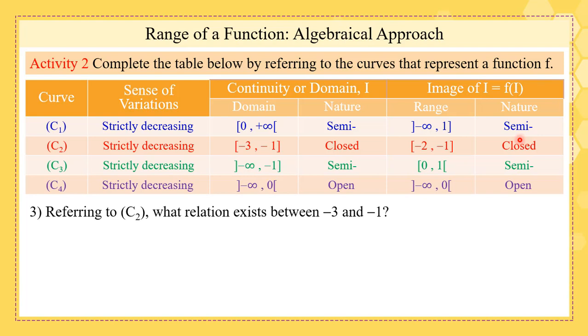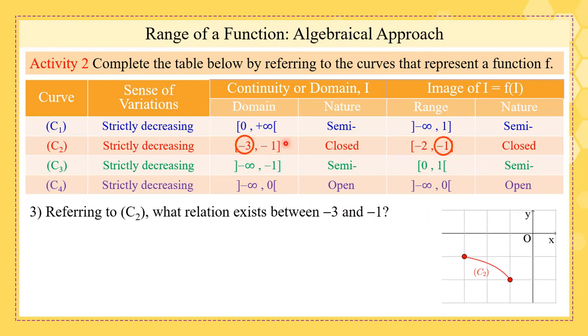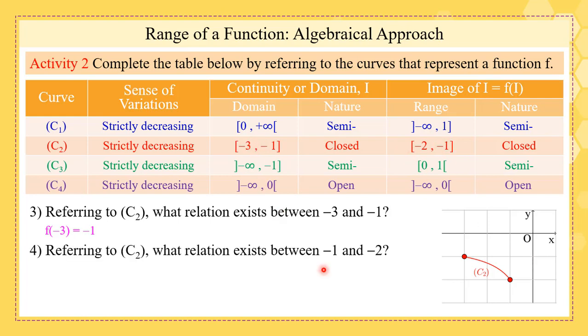Now let's discuss some of these curves. Referring to curve 2, this is curve 2. What relation exists between negative 3 and negative 1? Remember, this is negative 3 and this is negative 1. It's from the other side of the interval. In this case, we can say that f of negative 3 is negative 1. Now, referring to the same curve, what relation exists between negative 1 and negative 2? This is negative 1 and this is negative 2. So f of negative 1 is negative 2 graphically.